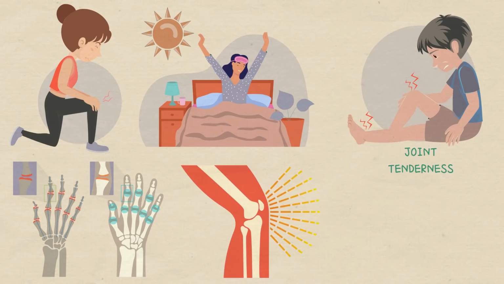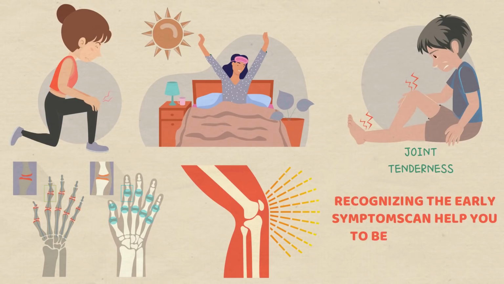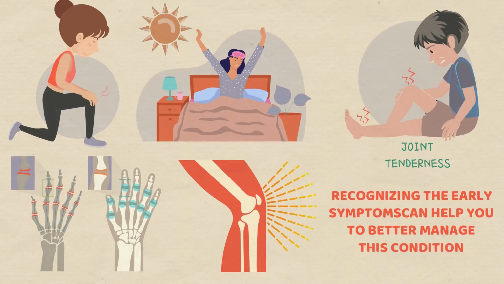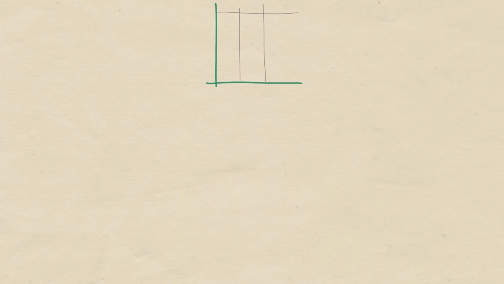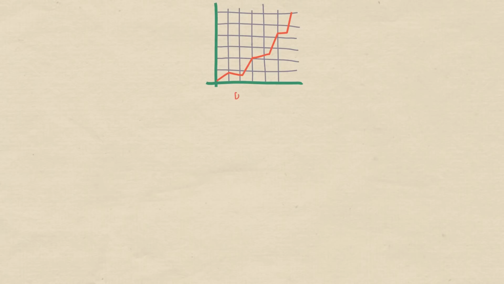Inflammation can also be present, which basically means your joints become tender, red, and swollen. As osteoarthritis becomes more advanced, pain associated with it becomes more intense. Over time, swelling in the joint and surrounding area may also occur. Recognizing the early symptoms of osteoarthritis can help you to better manage this condition. As the disease progresses in severity, other symptoms may also develop, such as increased swelling and inflammation of the joint.